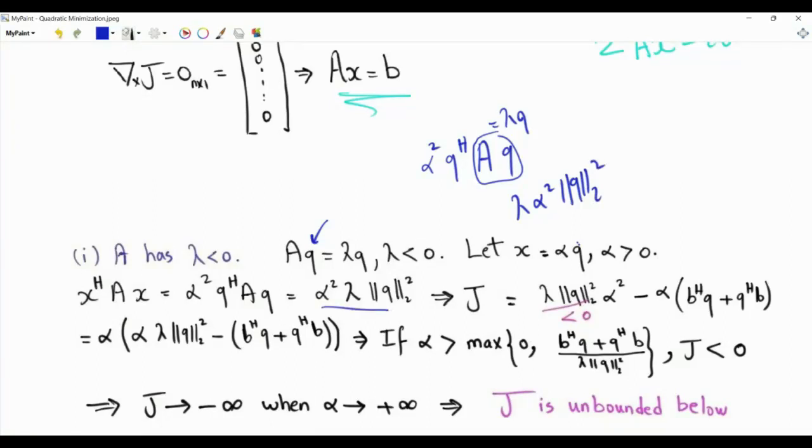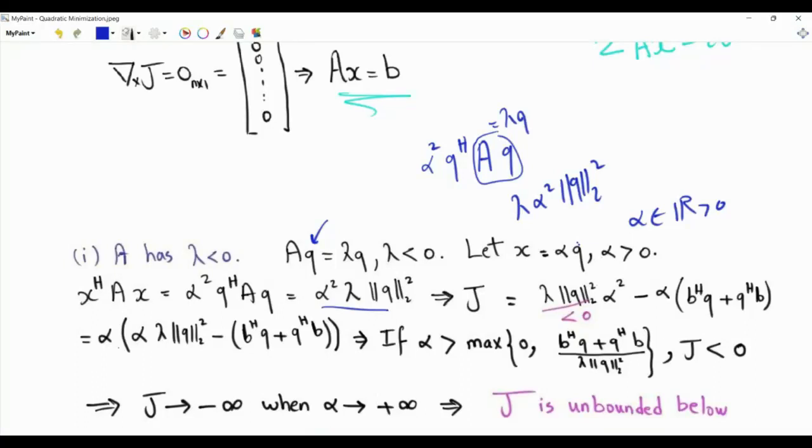Then do the same in the linear terms. So b Hermitian x: again, we replace x by alpha q and x Hermitian by alpha q Hermitian. Again, alpha is a positive real number. And so this is the objective function if x is put in this form. It's a vector that is proportional to an eigenvector associated with the strictly negative eigenvalue.